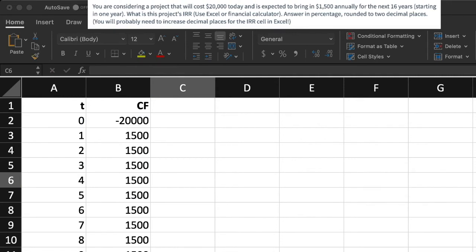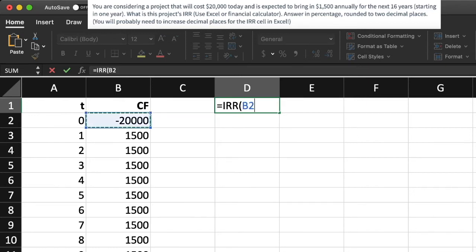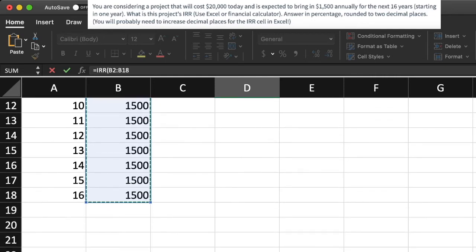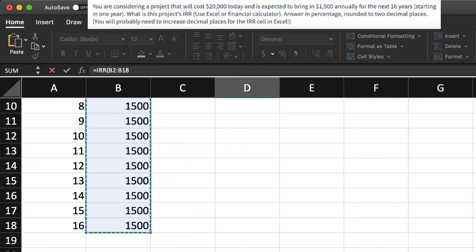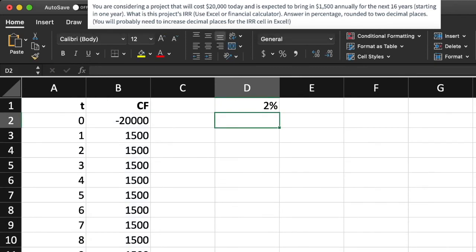All we have to do is go to an empty cell on Excel, equal IRR, so Excel's built-in IRR function, open parentheses, and then select all the cells starting from time 0 all the way to the end, and then press return.